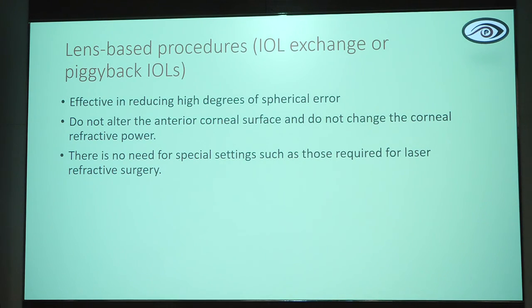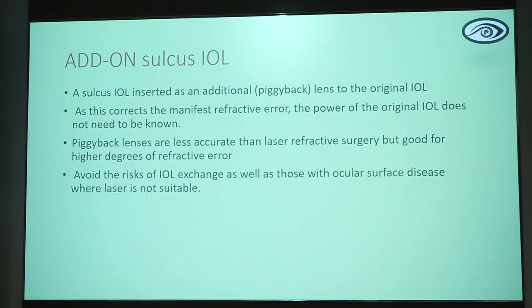So the other option is a lens-based procedure. Either you can go for IOL exchange or piggyback IOL, especially in patients with a high degree of spherical error. Very important, do not alter the anterior corneal surface, and also do not change the corneal refractive power. Very, very important, whenever you are doing either IOL exchange or a piggyback IOL. There is no special setting required, unlike those who require laser refractive surgery.